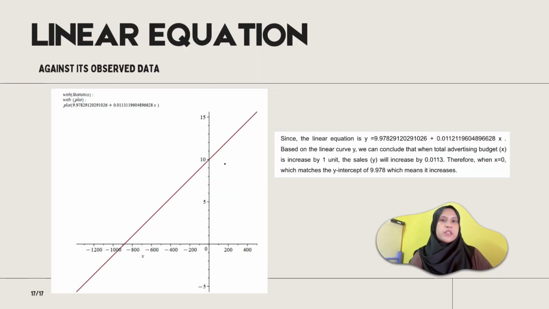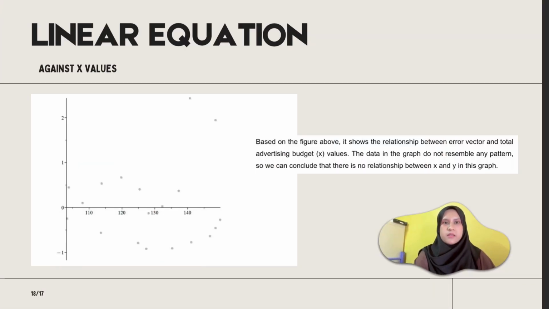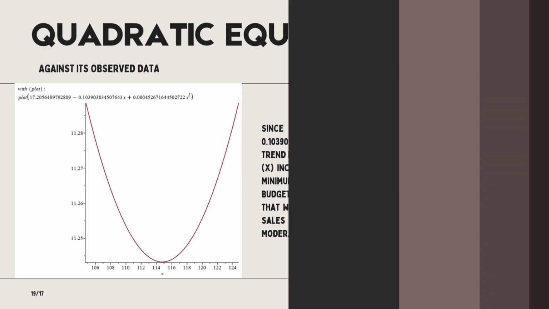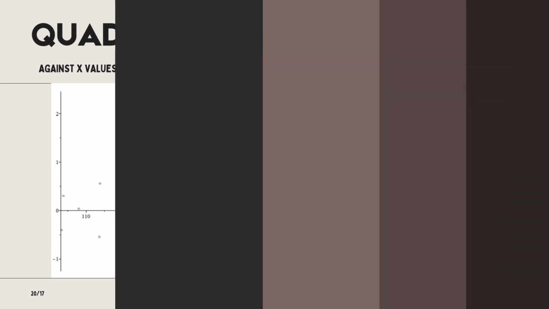For the graph of the linear equation against the data, we get a straight line. For the graph against X values, as we can see, the graph does not resemble any pattern. For the graph of the quadratic equation against its observed data, we get a quadratic line. And for the graph against X values, as we can see, the graph does not resemble any pattern.